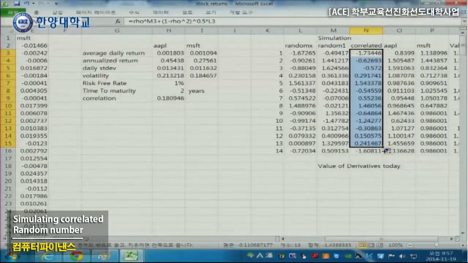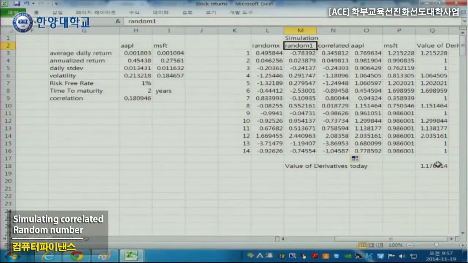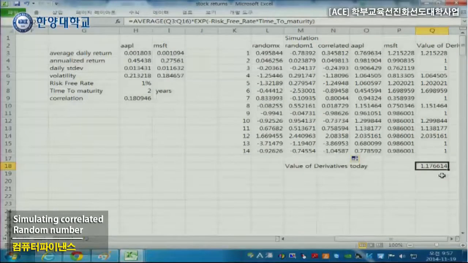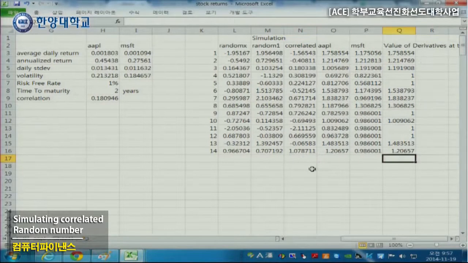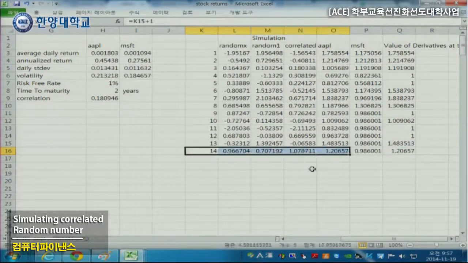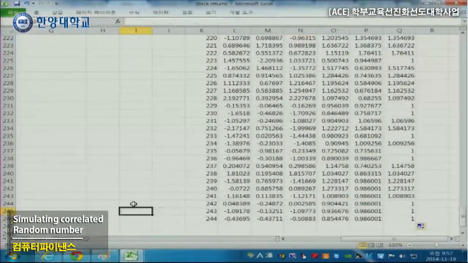Okay, we are done. Now this one and this one are correlated, so Apple and Microsoft stock returns should be correlated, and I have a new derivative. Apparently I have an even higher value than the previous one, but I have simulated only 14 times. Okay, today. So actually, we can increase the number of simulations now, right? And then let's check the correlation between the two.